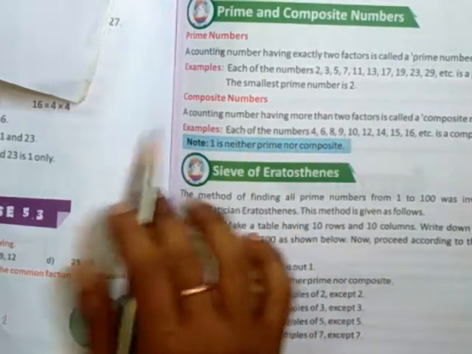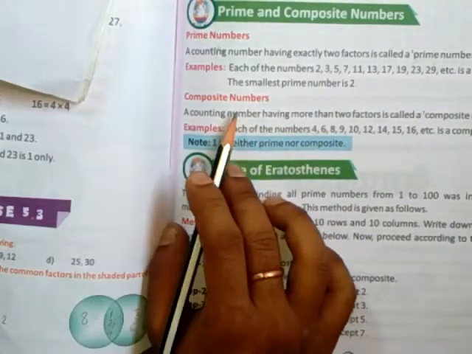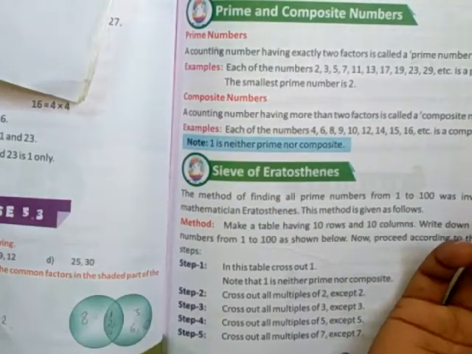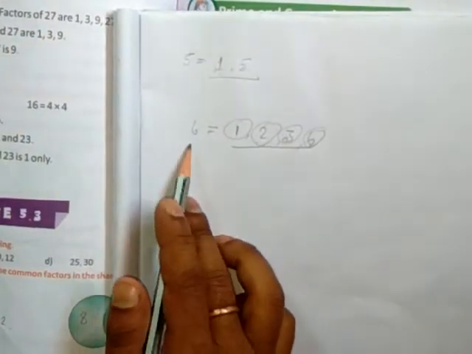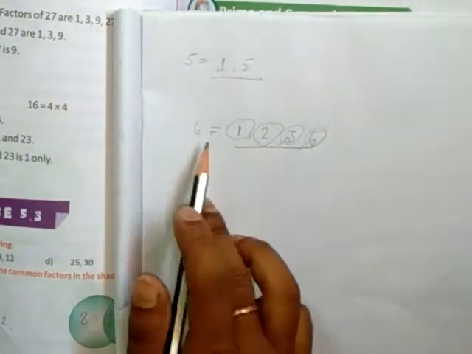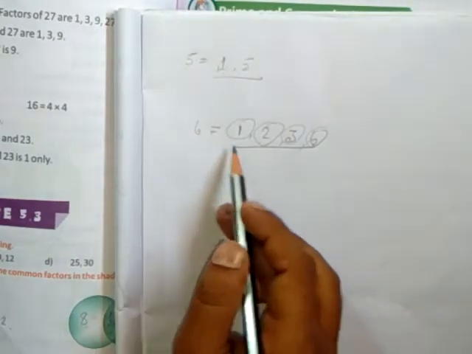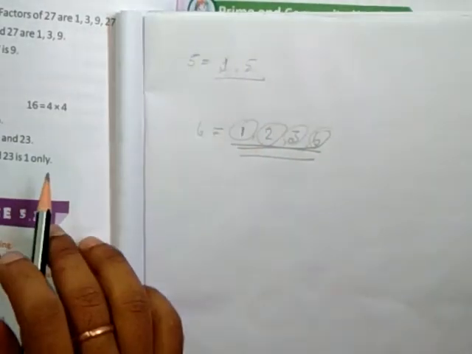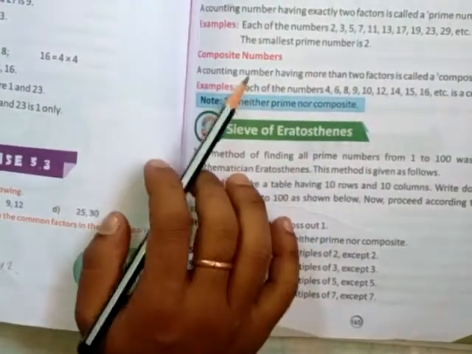Okay, remember it. Again, composite number, as I told you just earlier: the number which has more than two factors is called a composite number, isn't it? For example, you can see 6 here. It has 4 factors, so it becomes a composite number. It is not a prime number because 6 has 4 factors, so it becomes a composite number. Now you have understood prime number and composite number.